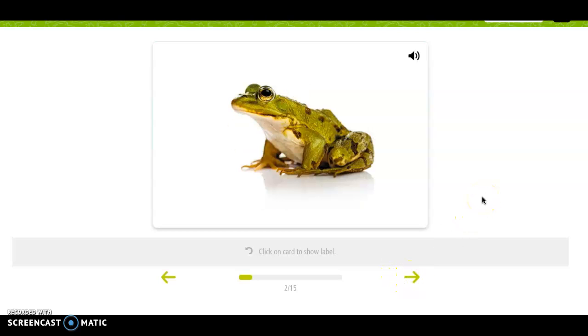The next animal we have is the frog. The frog is a vertebrate. It is an amphibian. It has moist, wet skin. It also hops like the rabbit, and it has 4 legs as well. One, two, three, four. The frog.